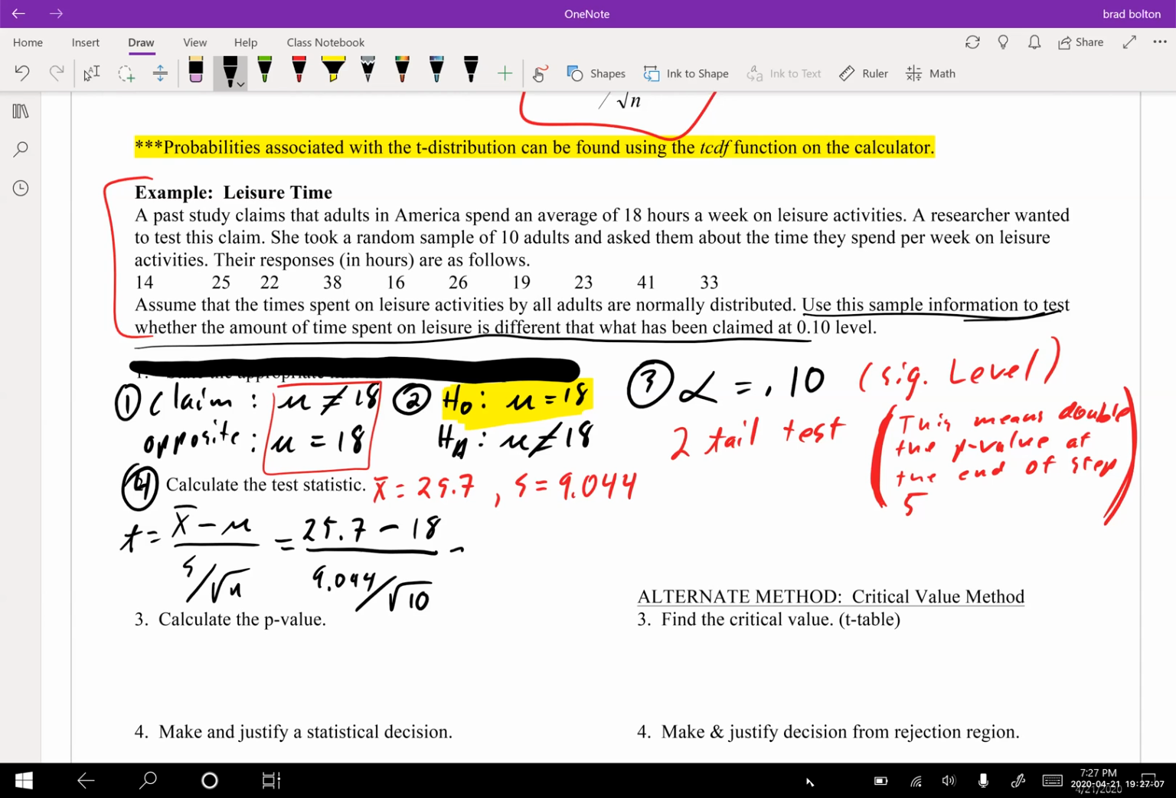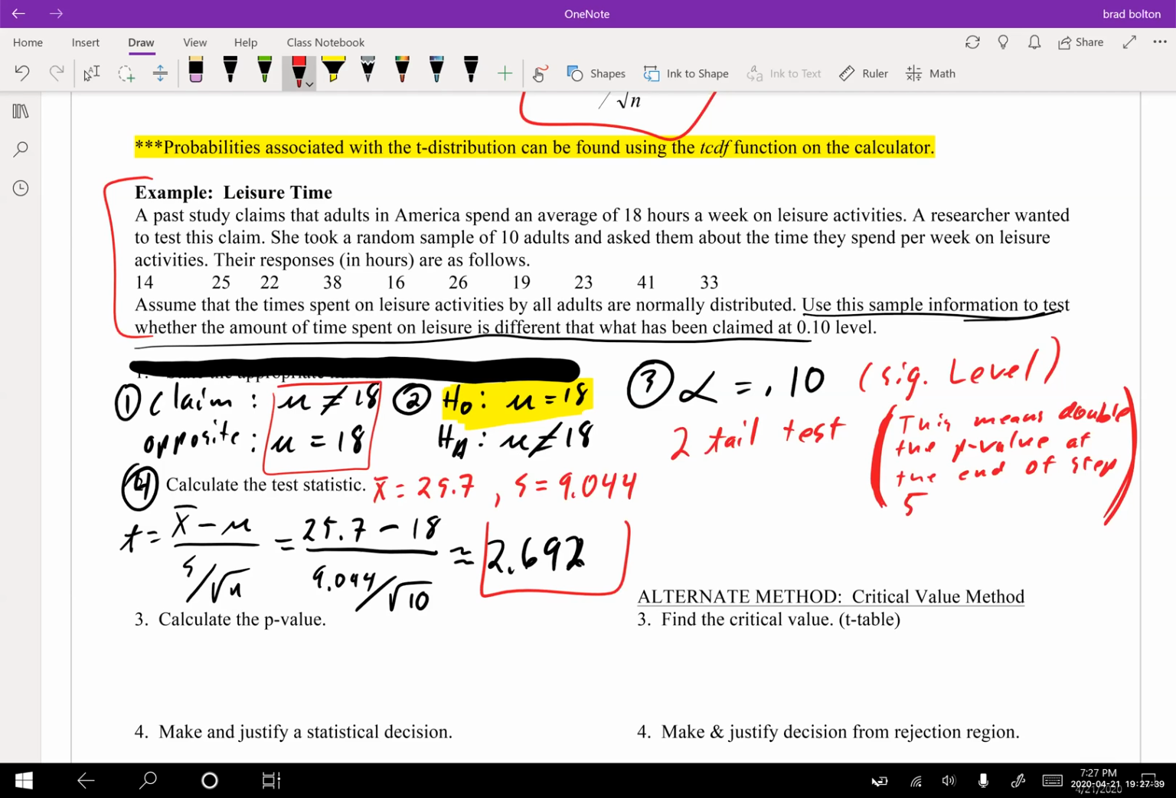So now we should get, let's do 25.7 minus 18 divided by parentheses 9.044 divided by the square root of 10, close parentheses. And I get about 2.69. So I'm going to say 2.69. It's about 2.692 if you want. That's okay. Okay, so we now have our test statistic.